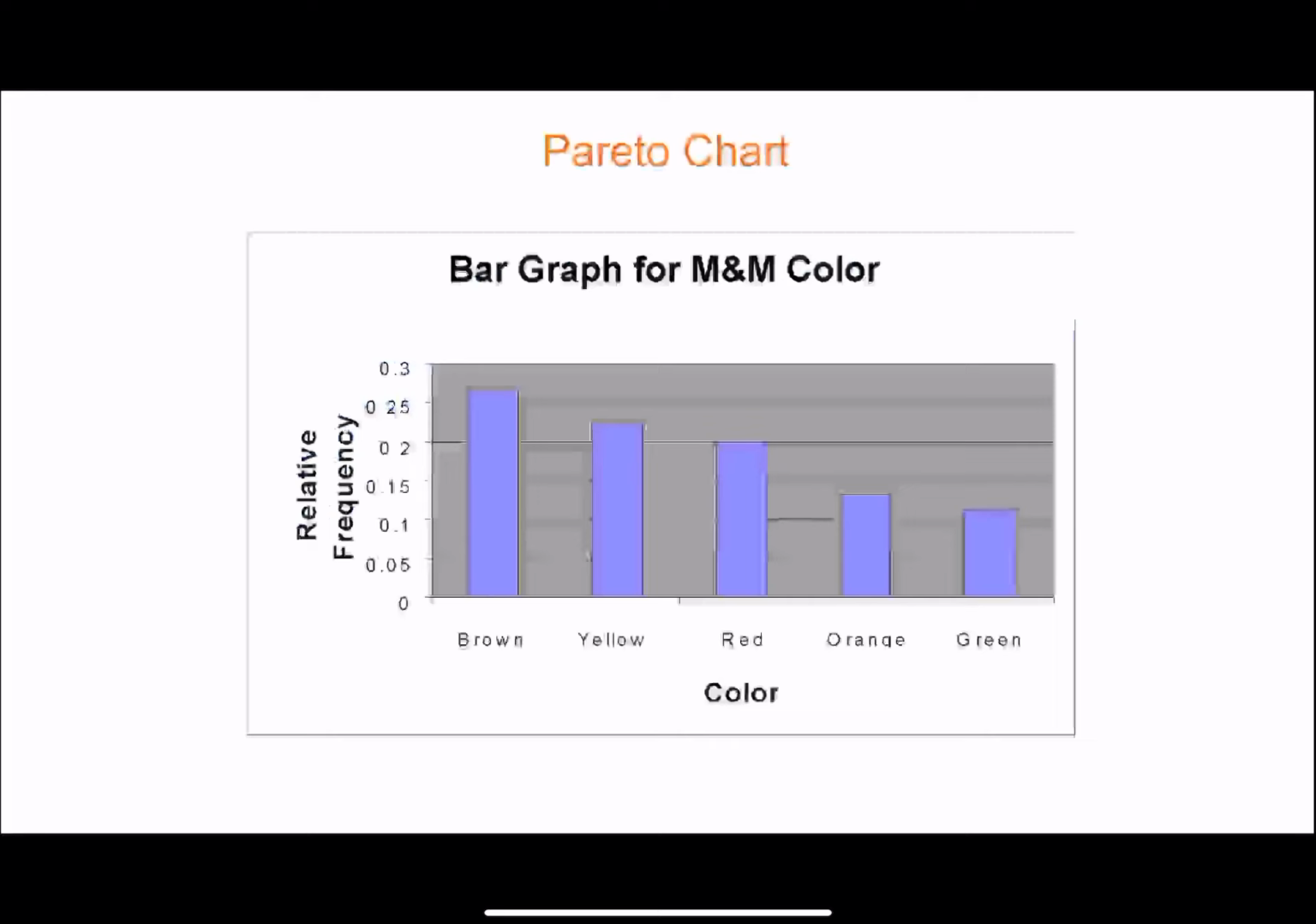So here, for some reason I lost the blue. The blue fell off the end. Who knows where it went, but I lost that. Let's pretend that the blue is on the end. So brown was the highest, yellow was the next. As you see, it's like stair stepping down. So it goes from the highest relative frequency to the lowest relative frequency. That is the only difference between a regular bar graph and a Pareto bar graph, is that we list it in order of frequency.